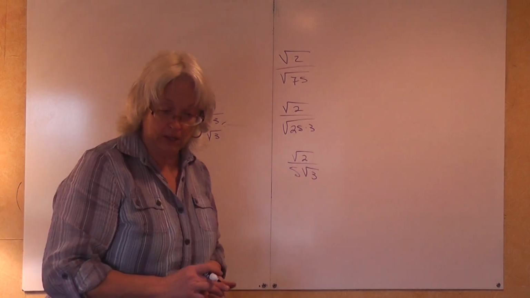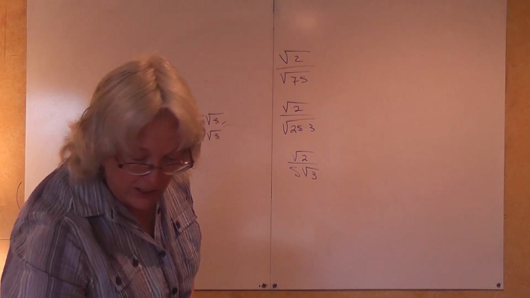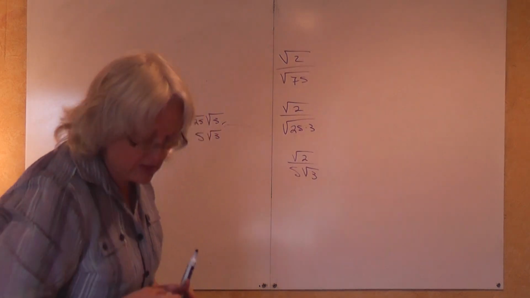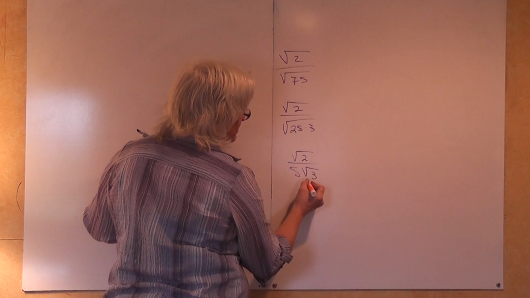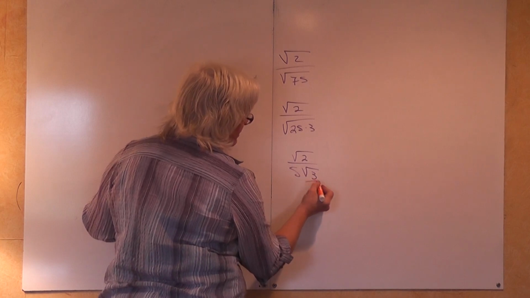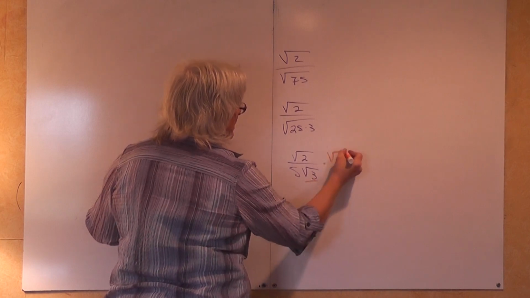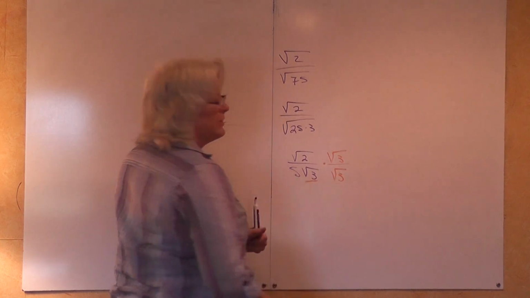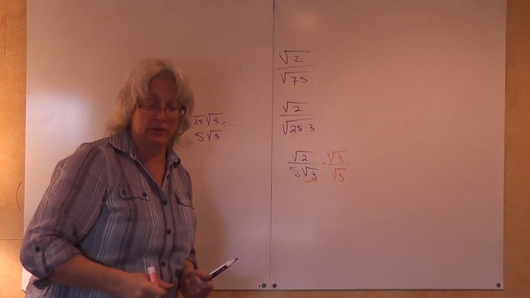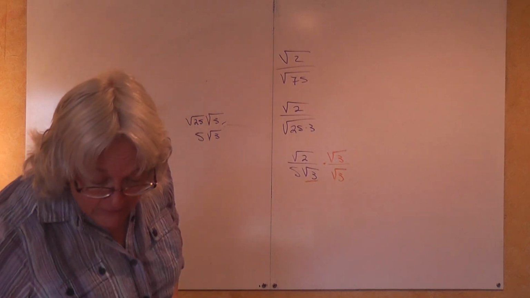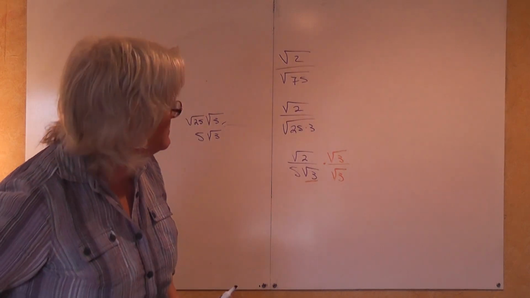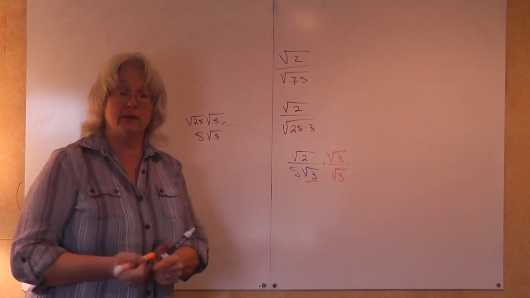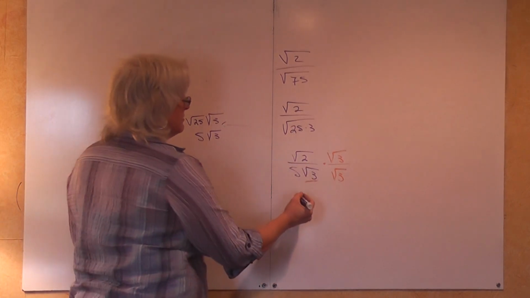What are we going to multiply by to rationalize that? We're going to multiply by the same quantity here, that's the same radical. So we're going to multiply the numerator and the denominator by the square root of 3. Multiply the numerators together. What do you get? You get the square root of 6.